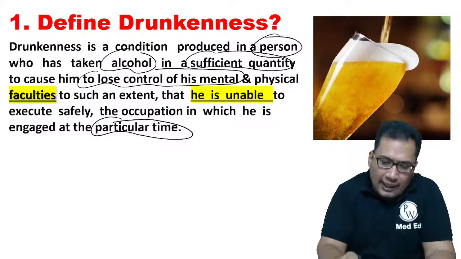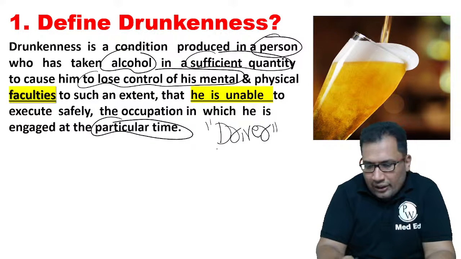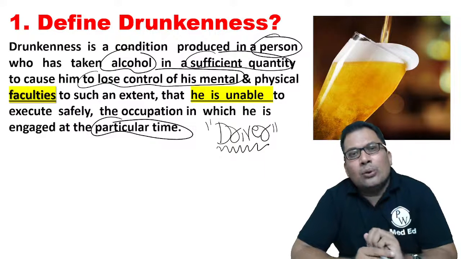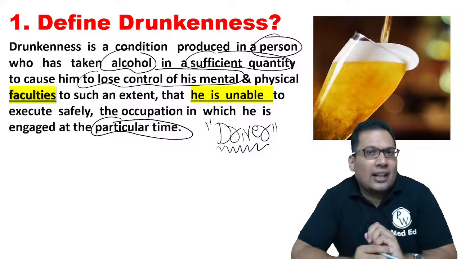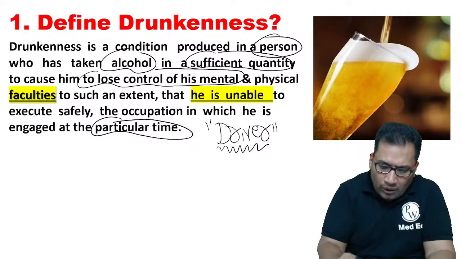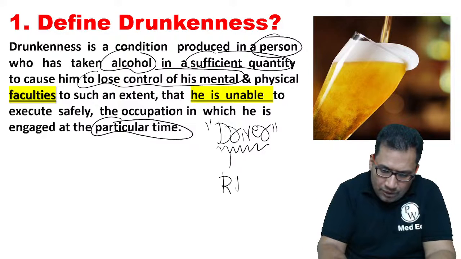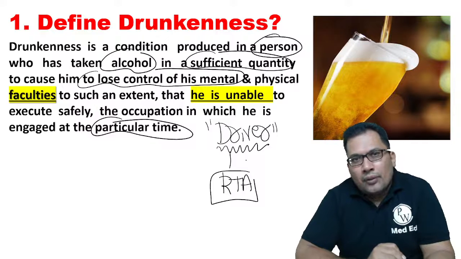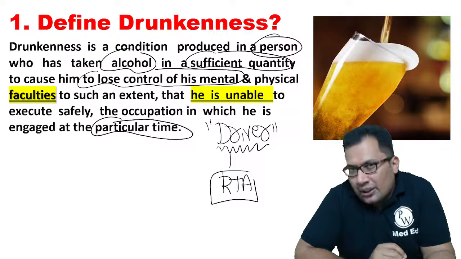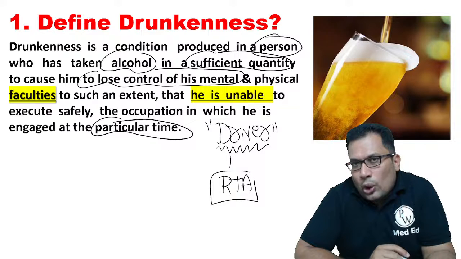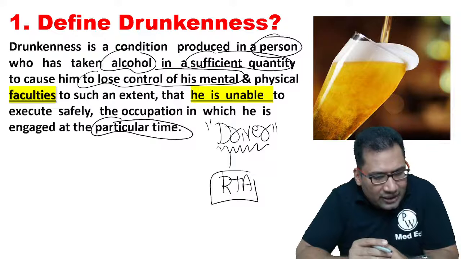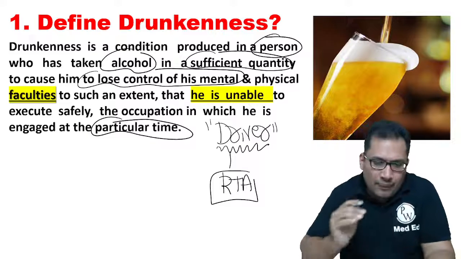For example, the driver of a car or a two-wheeler, when he is under the influence of alcohol, is unable to do the activity he is engaged in at the time. It can lead to a road traffic accident. Or it can be an example of infamous conduct, while a doctor is under the influence of alcohol while treating a patient. So all this comes under the definition.